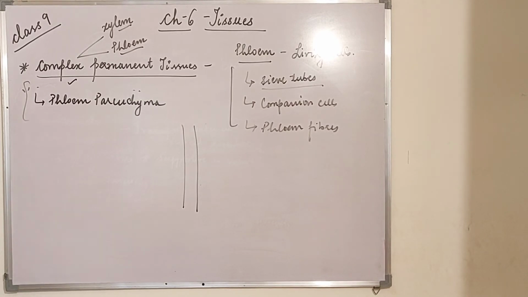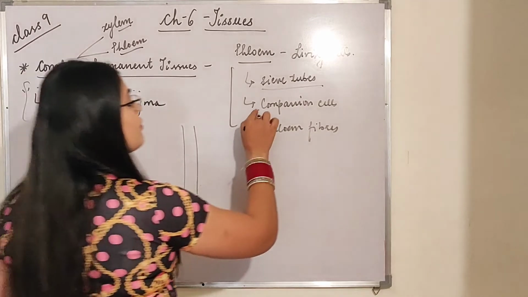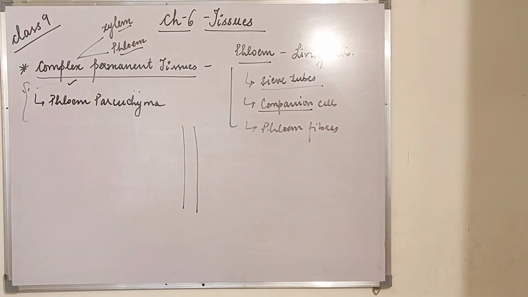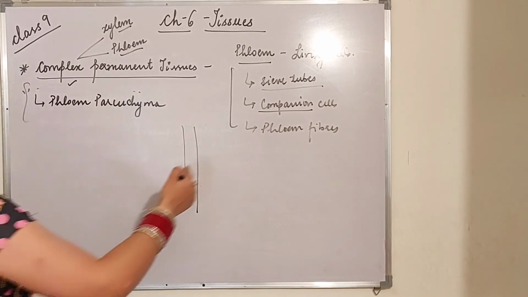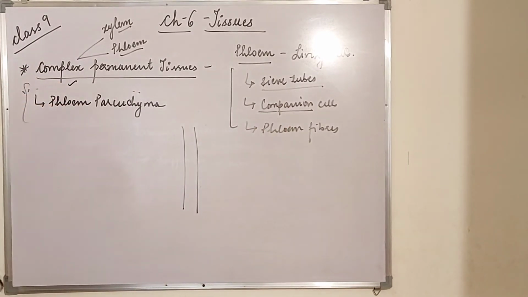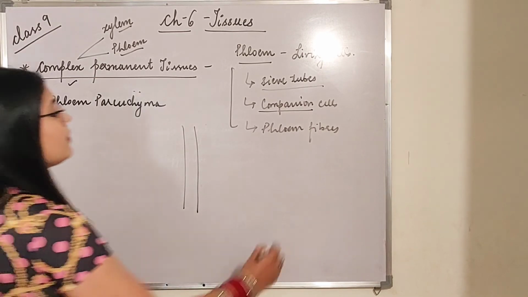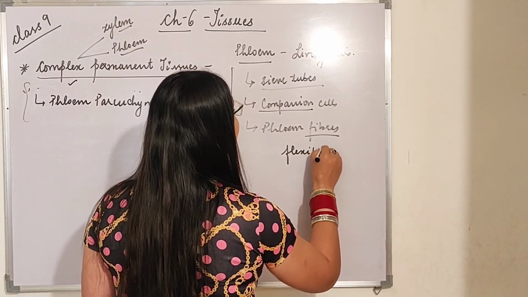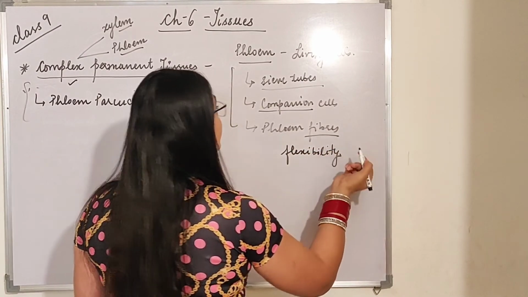And companion cells, as the name suggests, companion means friend, so it is basically just helping the sieve tubes in their function. Whatever the sieve tubes are doing, the companion cell helps with it. Then phloem fibers and phloem parenchyma. Phloem fibers are basically providing the flexibility.